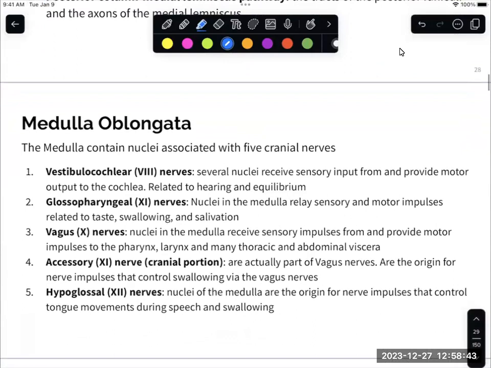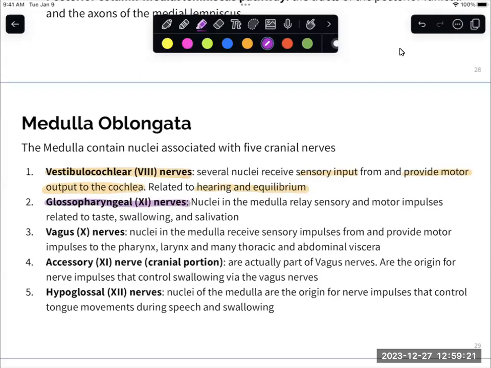We also have several cranial nerves that come out of the medulla. So let's look at these. We have the vestibulocochlear nerves. This is sensory input coming into this vestibulocochlear nucleus, and it's going to provide motor output to that cochlea to help with hearing and equilibrium. So that balance.